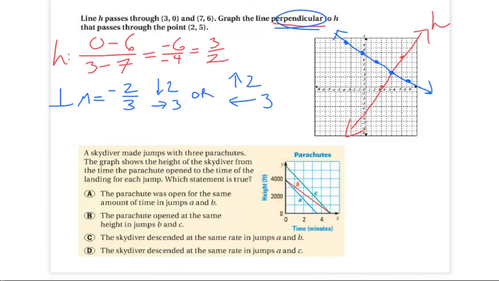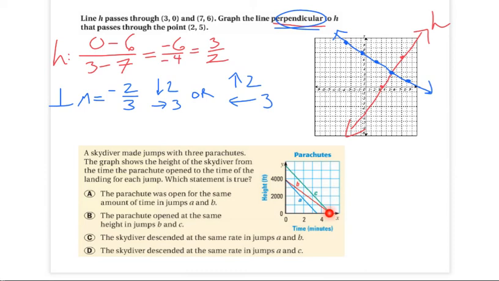So what you need to do is go through all 4 statements, and then find the one that is true. A: the parachute was open for the same amount of time in jumps A and B. This would not be true because they would have to land at the same time. The blue one is a little bit over 3 minutes. The red and the green versions were both landing at 5 minutes, so that would only be true if B and C were the same.